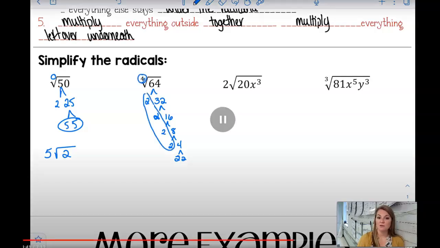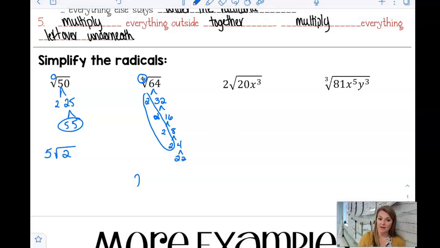Doesn't matter where you start your group. I usually start my group at the top corner, but you could start your group at the bottom corner and circle 4 2's. That's the goal. You're circling 4 2's. So that group goes on the outside.